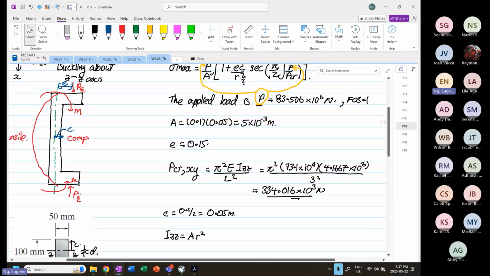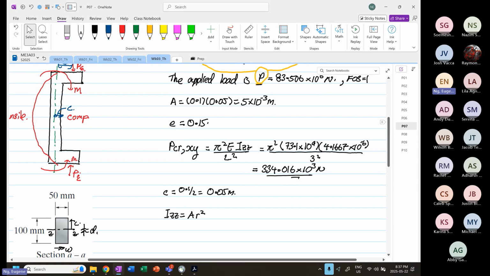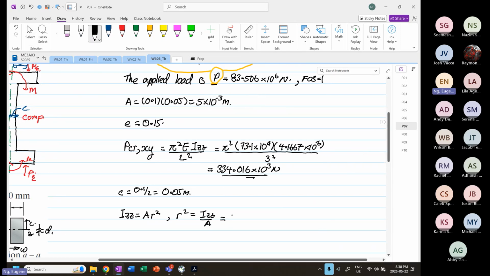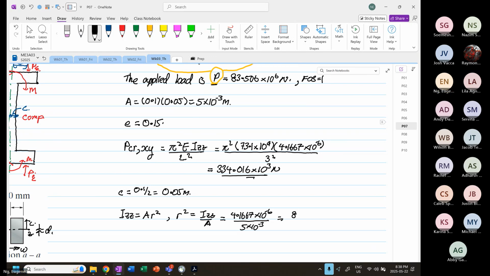So I'm not going to square root it. Okay. So r squared is equal to Izz divided by A. So Izz is equal to 4.1667 times 10 to the power minus 6, divided by our cross-sectional area, which is 5 times 10 to the power minus 3. Okay. So this will turn out to be equal to 4.1667 power minus 6 divided by 5 power minus 3, which is equal to 833.34 times 10 to the power minus 6.